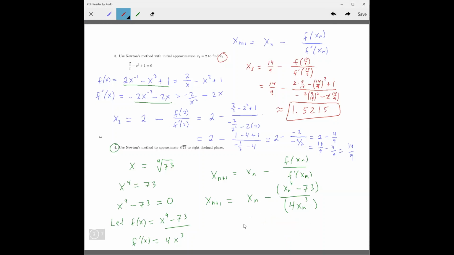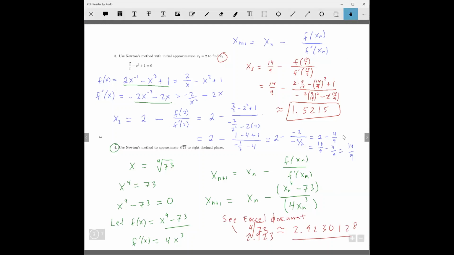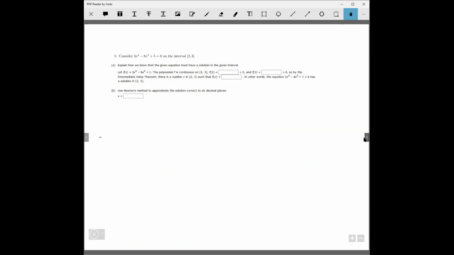Oops, what the heck? This is the worst. Okay, so the 4th root of 73 is approximately 2.9230128. Huh, oh well. Okay, so let's go to the next one.